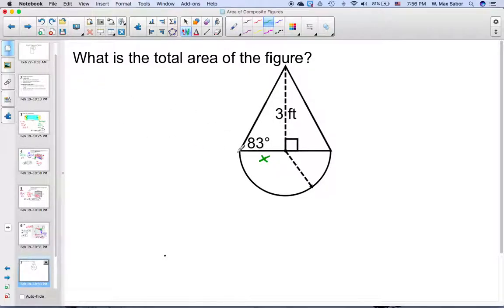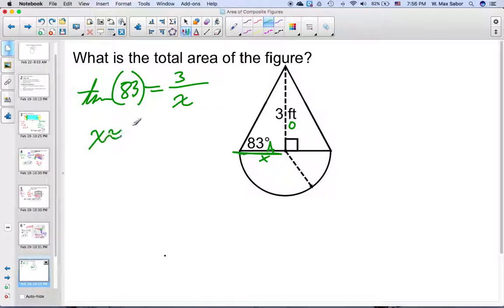So this is the radius. It's also the adjacent side, and 3 is the opposite side in this triangle. So we can say that by tangent, if you've forgotten trig, you want to go back and look at your trig again. Tangent says 3 over x. So when we solve that, we get that x is going to be approximately 0.368 feet.